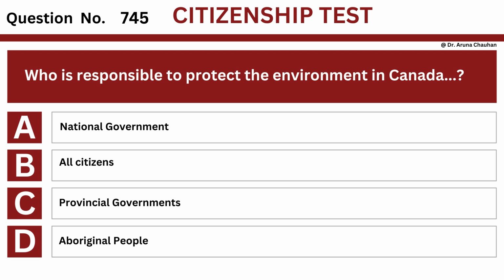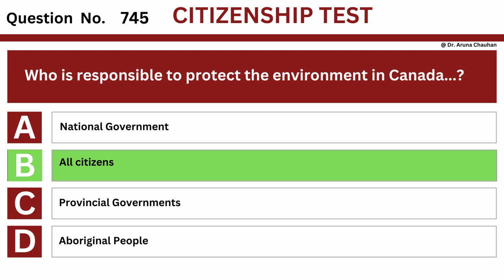Question number 745. Question: Who is responsible to protect the environment in Canada? Option A, national government. Option B, all citizens. Option C, provincial governments. Option D, Aboriginal people. The answer is option B, all citizens.